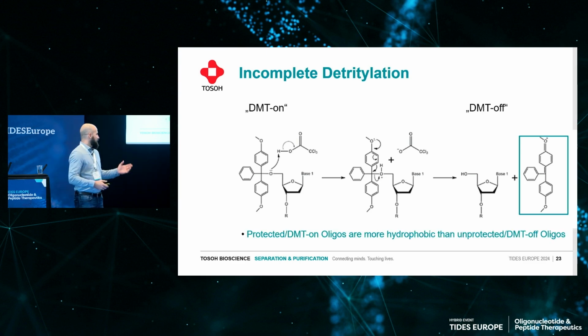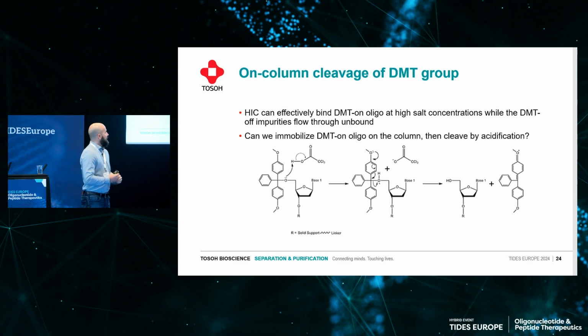And as I said, the protected or DMT on oligos, because they carry this DMT group, are far more hydrophobic than the unprotected oligonucleotides, and we can use this difference in hydrophobicity to purify one from the other. Another point about DMT is that typically this DMT group is cleaved with an acidic step. So you have your DMT on oligo, put it into a reactor for a couple of minutes or hours. And because this connection is acid labile, you can cleave off the DMT group from your oligonucleotide.